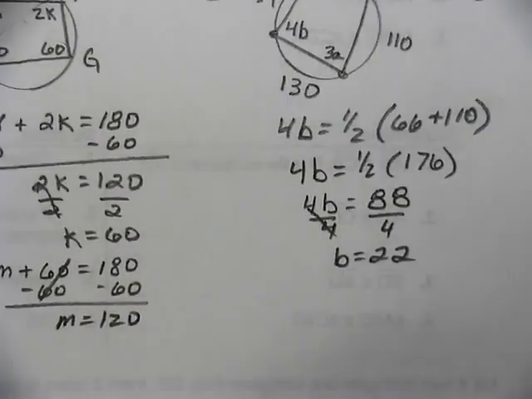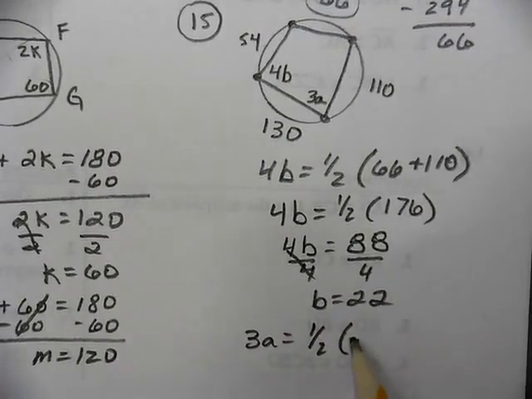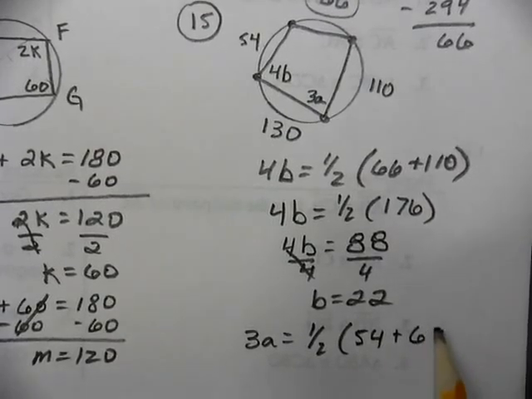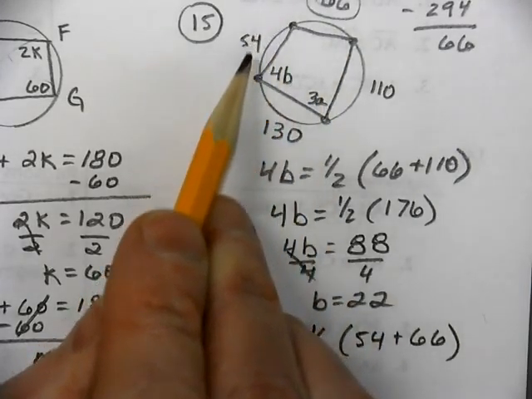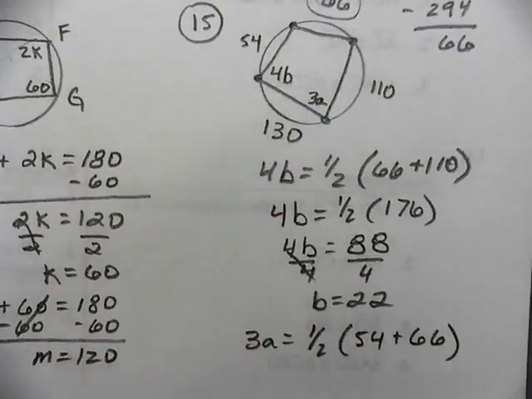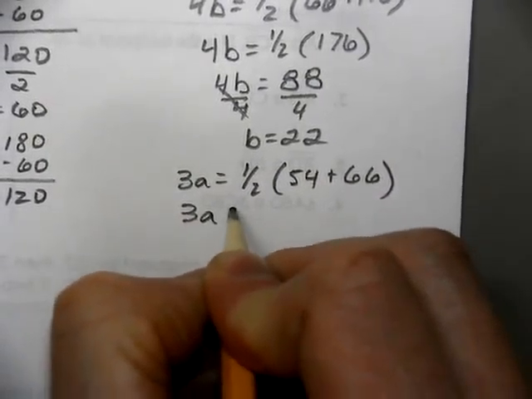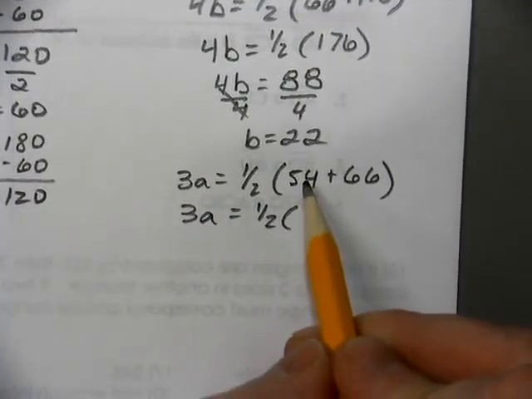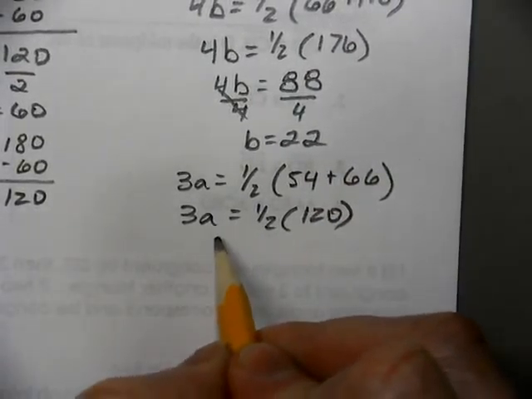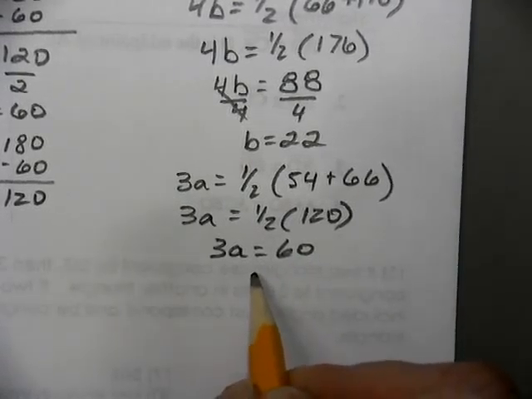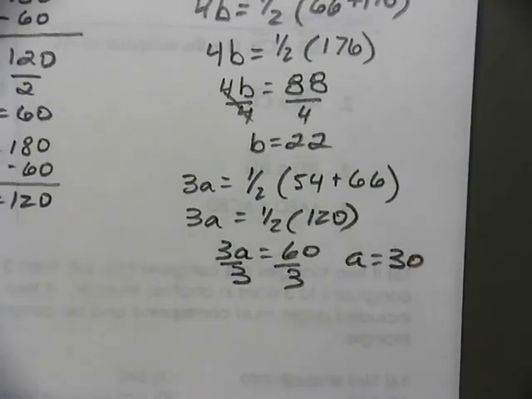So let's look at what A would be. A, actually 3A, is going to equal half of its intercepted arc. 54 plus 66. Because the arc opens up and the inscribed angle is 3A. So 3A equals half of 120. So half of 120 is 60. Divided by 3, A has to equal 30.